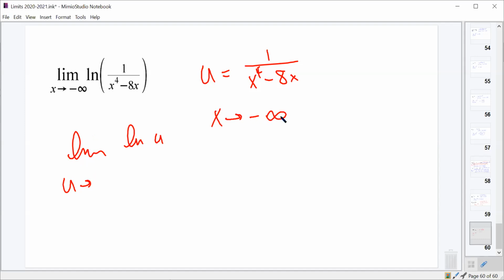So as x goes towards negative infinity, what is u going towards? Well, the denominator of this fraction, what dominates that? X to the 4th. Right, the x to the fourth does. And so the minus 8x is sort of insignificant. And negative infinity to the fourth power is positive infinity. So what we've got down here is a 1 divided by a positive infinity. And we know that 1 divided by infinity is what? 0. A 0. But we want to be extra careful and as specific as possible. This 1 is positive and this infinity is positive.